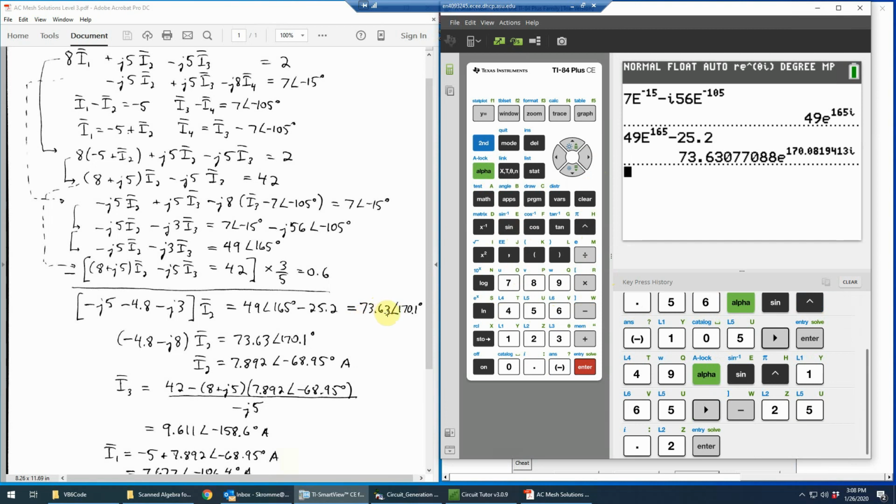And again, it's always good to have at least 4 digits here just for the sake of accuracy, because round-off error does tend to crop up very easily in complex number calculations because of the additional degree of freedom when you have a complex number. So we have 73.63, angle 170.1 degrees. Remember, this is in degree mode. Okay, so then I just combine this now. Combine the minus J5 and then minus J3 becomes minus J8. Still have the negative 4.8.